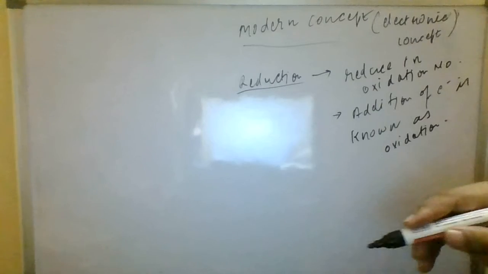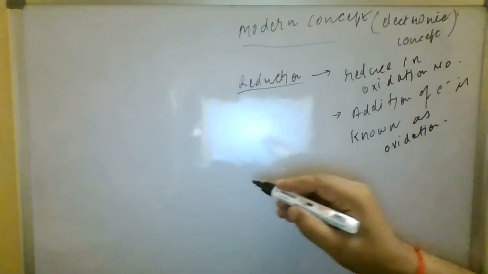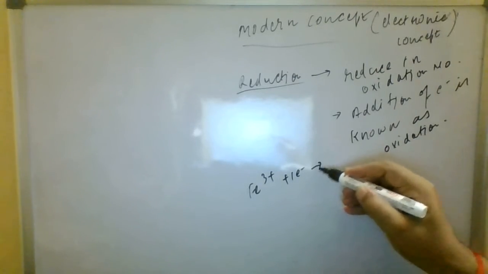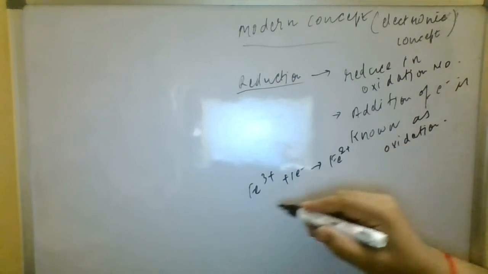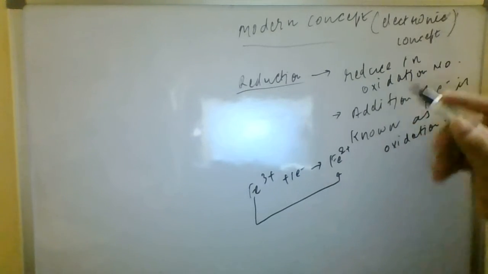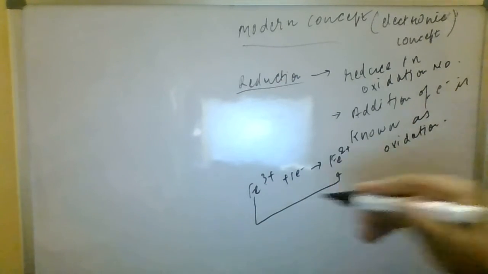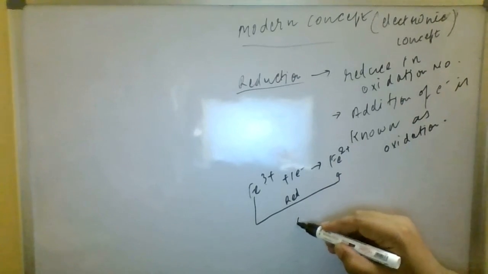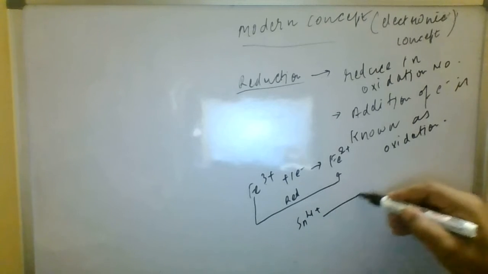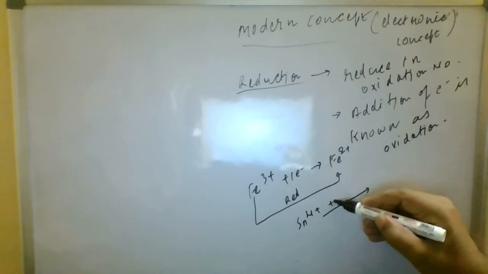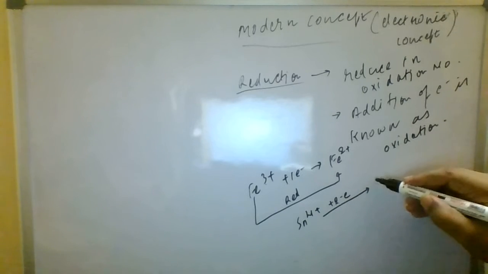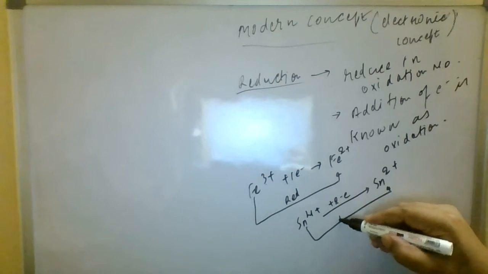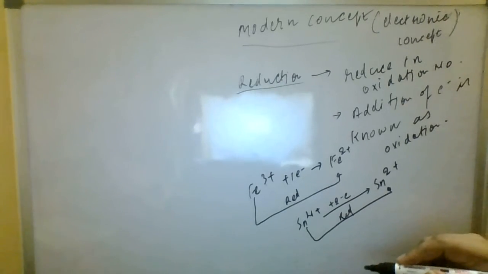A similar example: suppose I have Fe3+ and 1 electron is added, converting it to Fe2+. So what is happening? Reduction in oxidation number, 3 to 2. So this is a reduction reaction. Now next, suppose Sn4+ is there, and if you add 2 electrons, it converts into Sn2+. Here there is a reduction in oxidation number, so this is a reduction reaction.